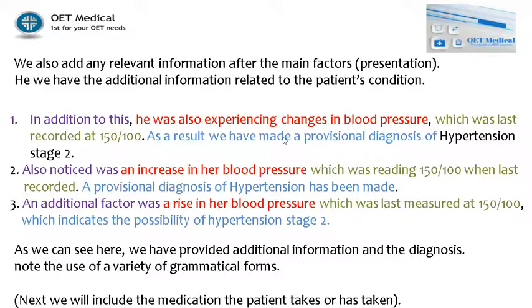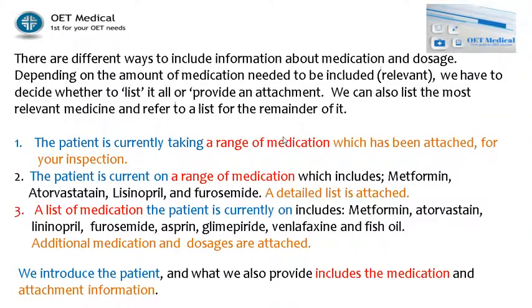The next thing we're going to look at is the patient's medication. There are different ways to include information about medicine and dosage. Depending on the amount of medication needed to be included, what's relevant to the case, we have to decide whether to list it all or provide an attachment. We can also list the most relevant medicine or medicines and refer to a list for the remainder of it.